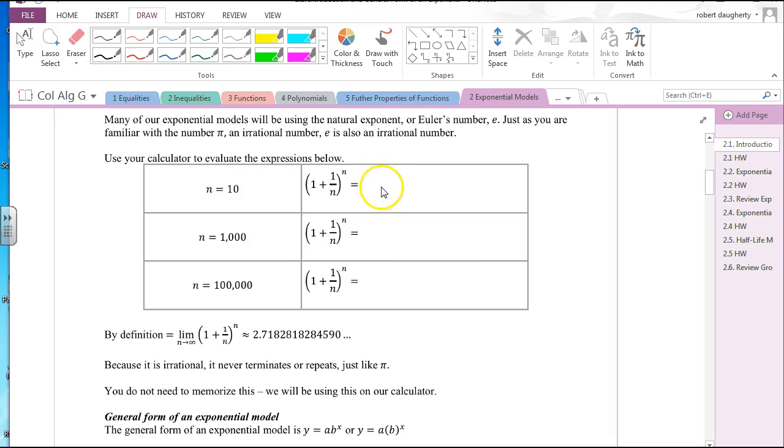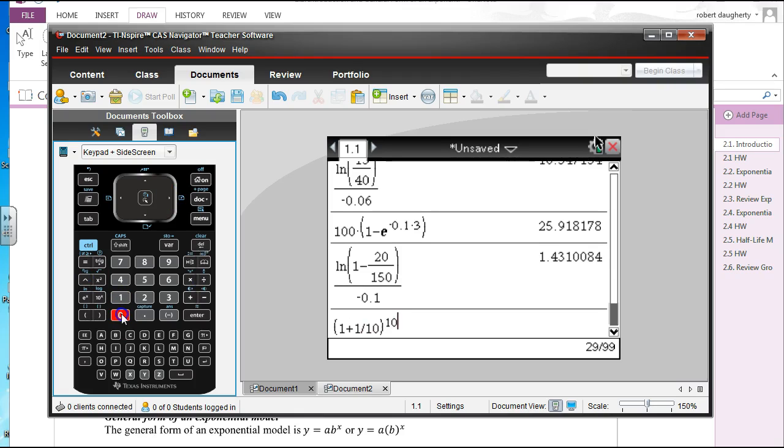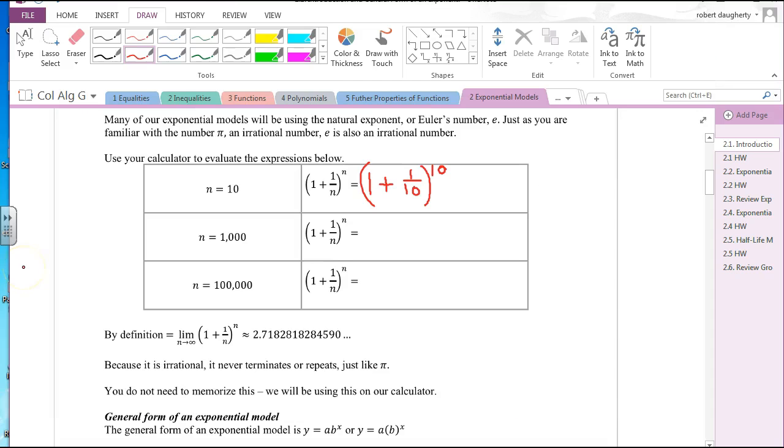So if I did n equal 10, so if I did 1 plus 1/10 to the 10th power, what I want you to do is get used to doing things like that on your calculator. So 1 plus 1/10, and then all of that raised to the 10th power is 2.594.